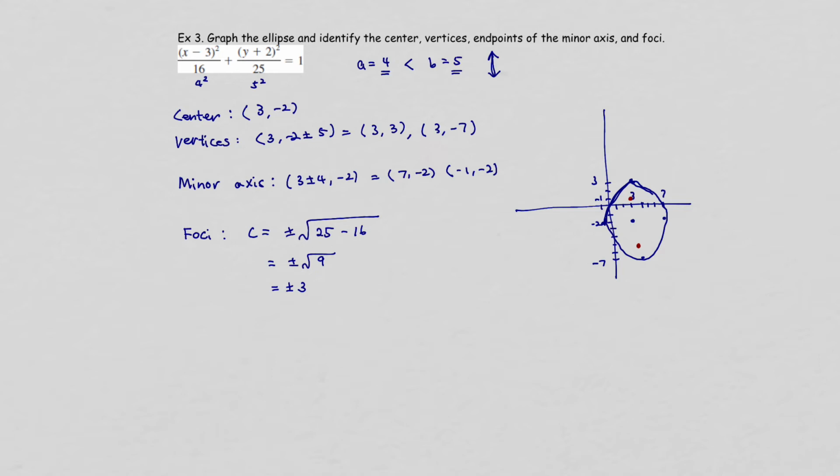If you're asking how do I find that focus point, you're adding ±3 to your center, from 3, -2, ±3, right? So that's how you get 3, +1. Let's erase it. And 3, -5.